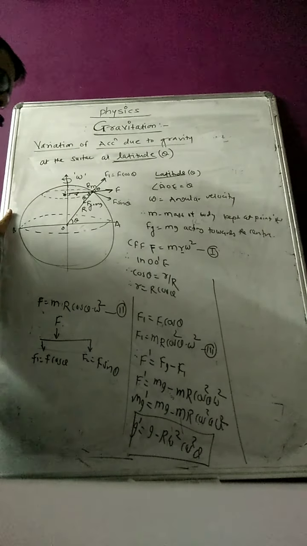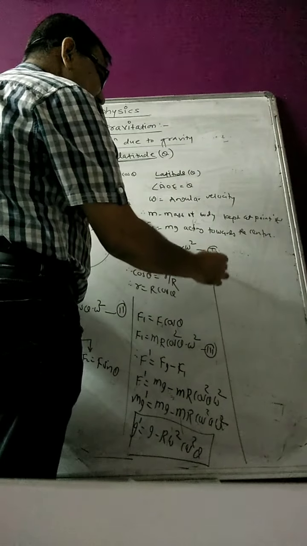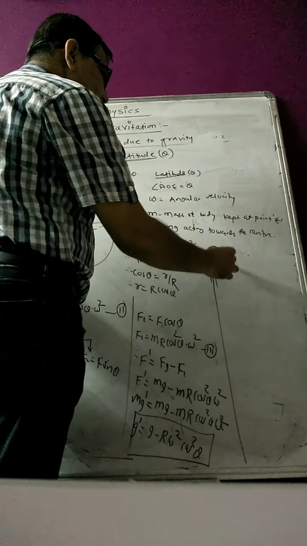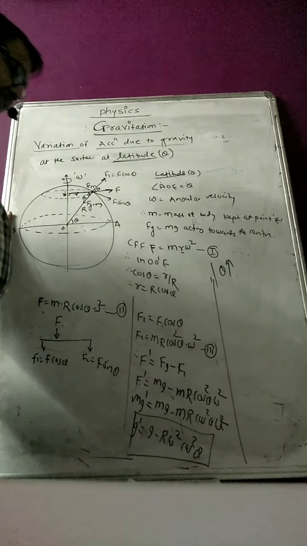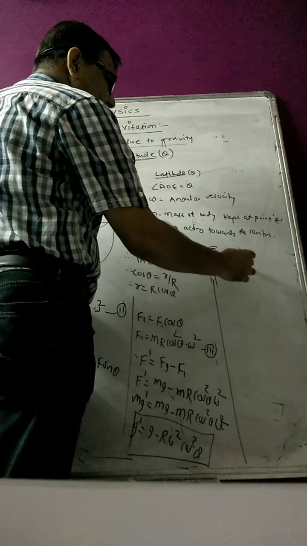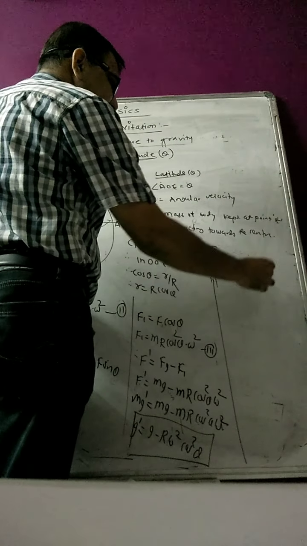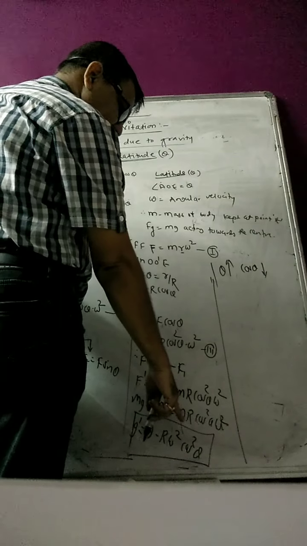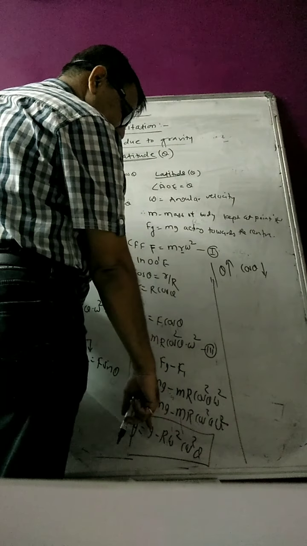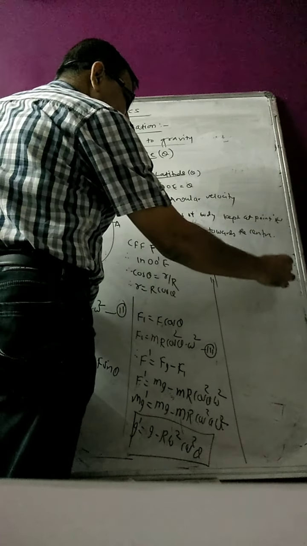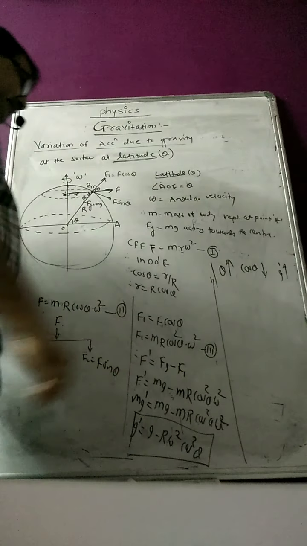This expression tells us like this: as theta goes on increasing, cos theta will go on decreasing. So therefore, if cos square theta goes on decreasing, the acceleration due to gravity g dash will go on increasing.